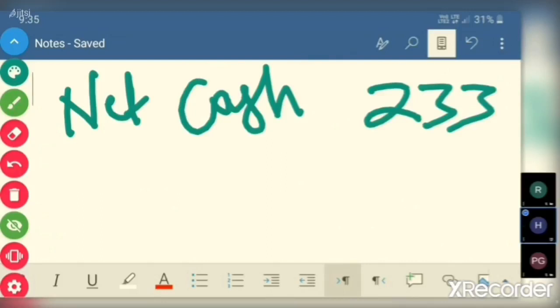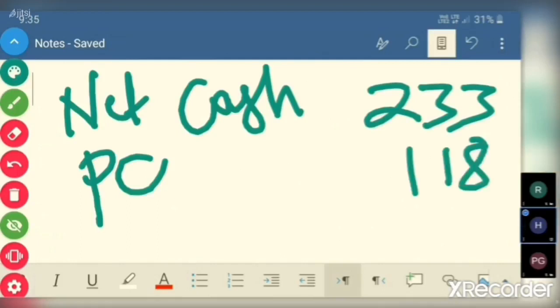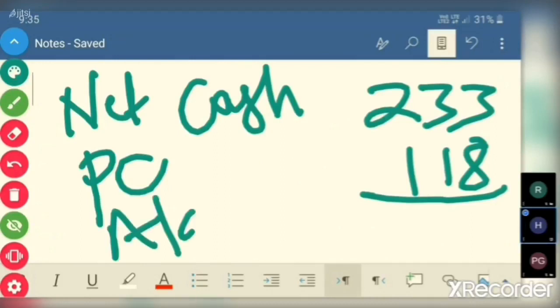And what is the cost? Purchase cost remains the same. That is 118 he has paid, inclusive of taxes. So what is the profit? The accounting profit that is left? How much?